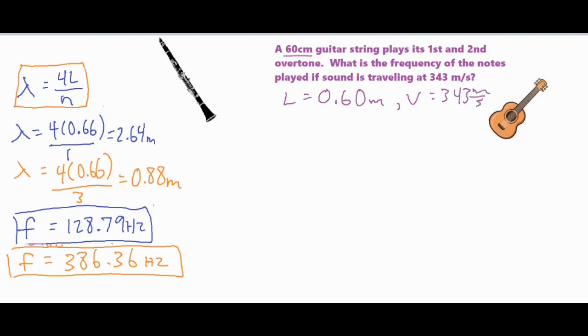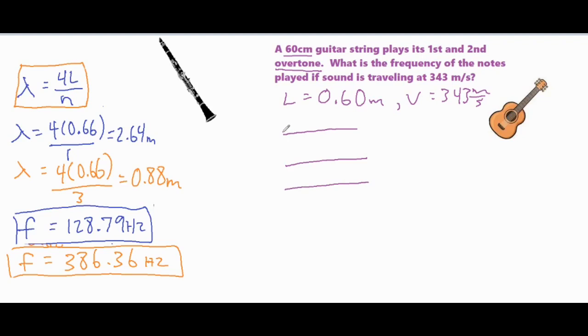Now, I purposely used the term overtone because that's one that wasn't used in the first problem. When you're talking about an overtone, it's how many harmonics are above the fundamental frequency. So the first overtone is the second harmonic, and the second overtone is the third harmonic. So for a guitar string, let's go ahead and draw our first, second, and third harmonics.